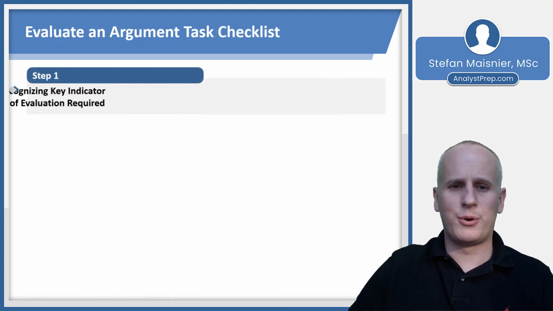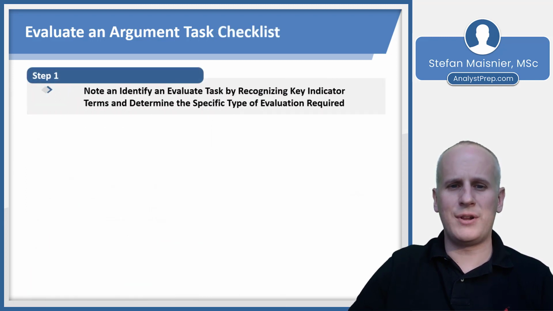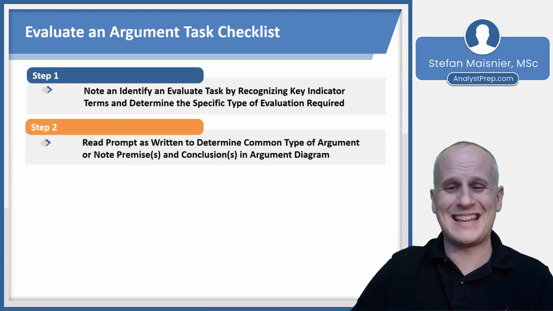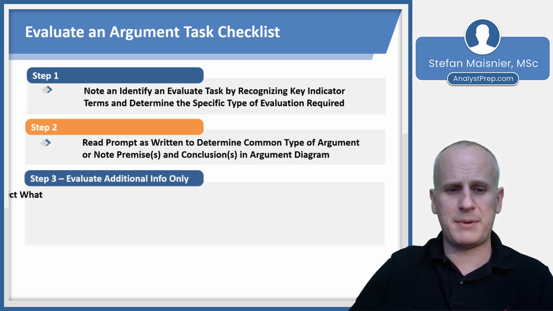So, how do we work through these questions? First, note and identify evaluate tasks by recognizing the key indicator terms and determine the specific type of evaluation required, because there are the two types that we talked about. You'll then want to read the prompt as written to determine a common type of argument, or note the premises and conclusion or conclusions in an argument diagram using that argumentation equation that we talked about.